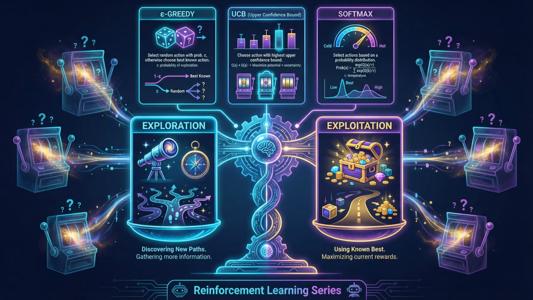One of the central challenges in RL is the exploration-exploitation trade-off. Should the agent exploit what it knows works well, or explore to potentially find something better? Epsilon greedy is the simplest approach. With probability epsilon, take a random action. UCB, or upper confidence bound, adds an exploration bonus based on uncertainty. Softmax exploration uses a temperature parameter to control randomness. The optimal strategy depends on the specific problem.